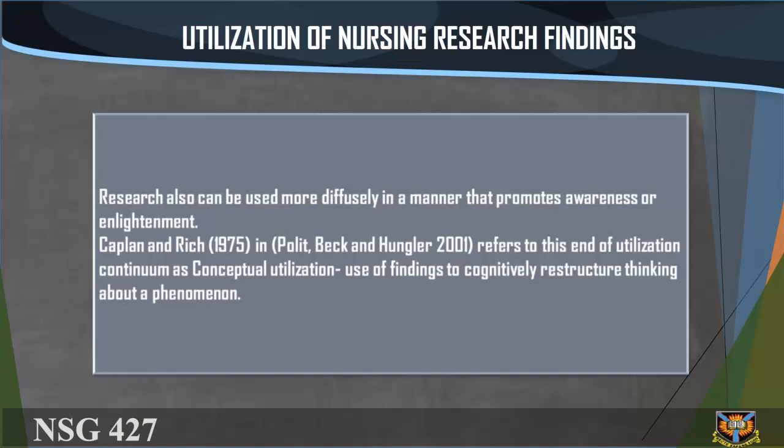Research can also be used more diffusely in a manner that promotes awareness or enlightenment. Kaplan and Rich, 1985, in Polit and Unger, 2001, refer to this end of the utilization continuum as conceptual utilization: use of findings to cognitively restructure thinking about a phenomenon.